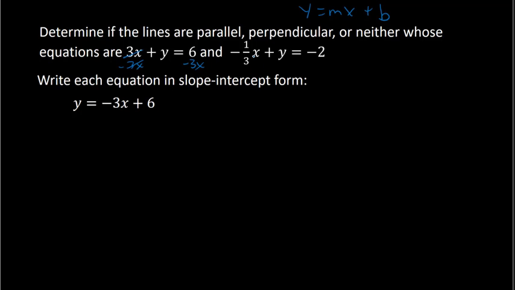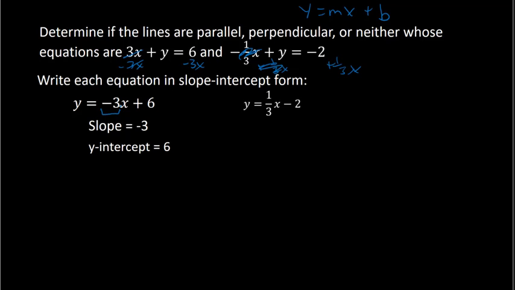For the second equation, I need to bring over the negative 1/3 x to the right side, and I do that by adding 1/3 x to both sides. Now we'll get this negative 1/3 x to cancel out. We now have y equals negative 2 plus 1/3 x, or I can think of that as 1/3 x minus 2. So now they're both in slope-intercept form. First equation, I can see the slope to be this negative 3 right here, and then the y-intercept would be the 6. Second equation, the slope is 1/3, and the y-intercept is negative 2.